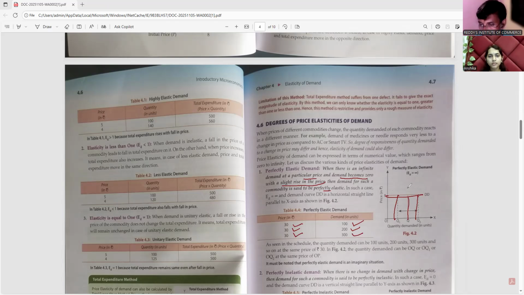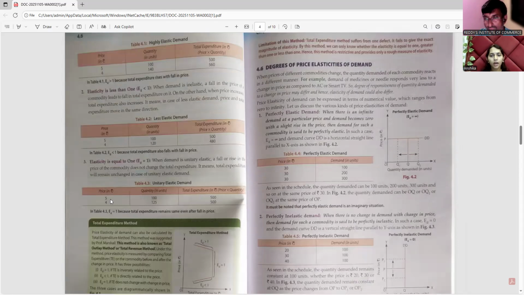When your price was 30, your demand was 100. When price was 30, your demand was 200, again 300, right? As seen in the schedule, quantity demanded can be 100 units, 200 units, 300 units, and so on at that same price. So we can understand the price remains the same, but your quantity demanded changed. That is called perfectly elastic demand.